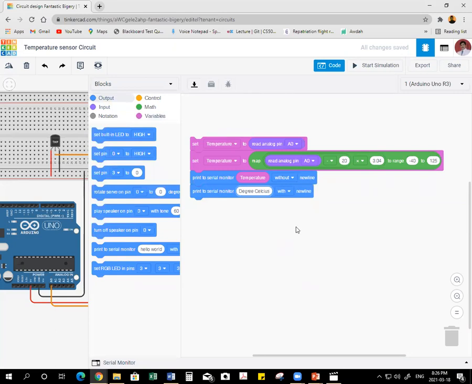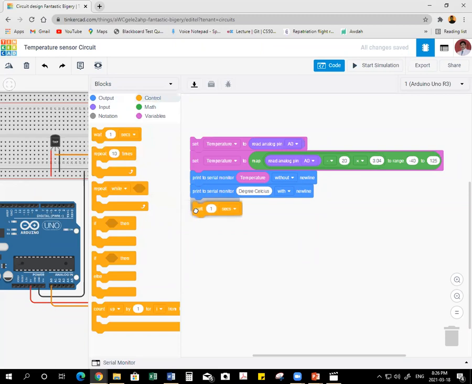Okay, this is with new line, and in control I will wait some seconds. Let us take 100 milliseconds. For every 100 milliseconds a new reading has to come. Okay, so it is now ready. I will explain this calculation in the meanwhile.